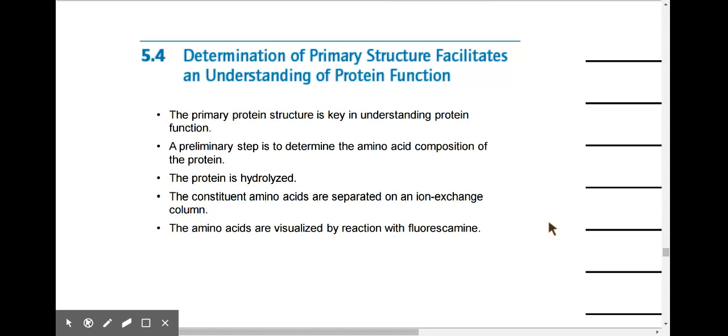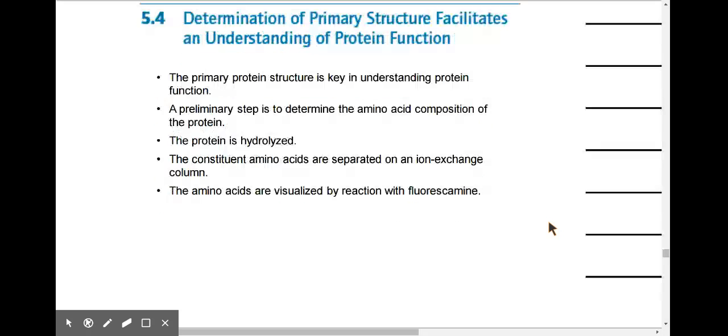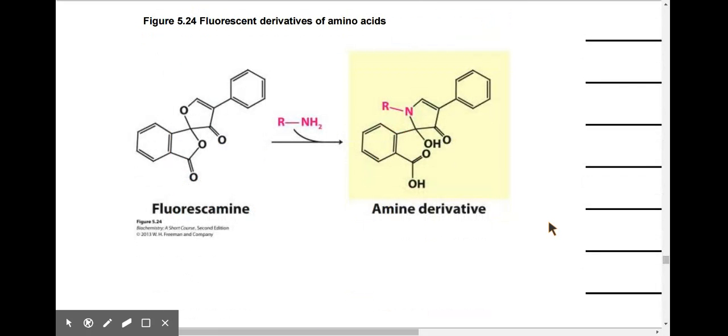All right. So the primary protein structure is key in understanding protein function, and one of the preliminary steps that we do is determine the amino acid composition of the protein. We're going to hydrolyze every peptide bond in the protein so we can separate all the amino acids. And then we're going to visualize them with a fluorescent dye on an ion exchange column. Here's the dye, and you notice that this oxygen binds to the alpha amino group, and nitrogen is the alpha amino group. And so now we're going to get a fluorescent signal.